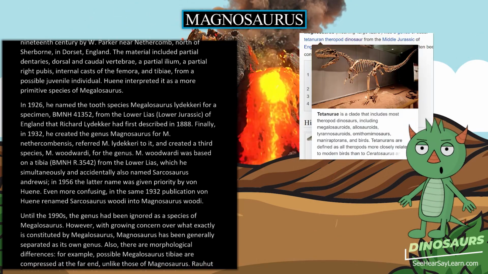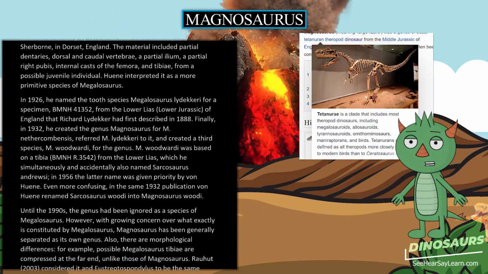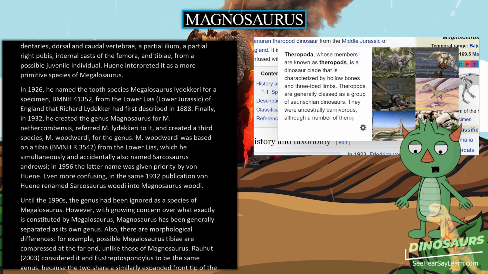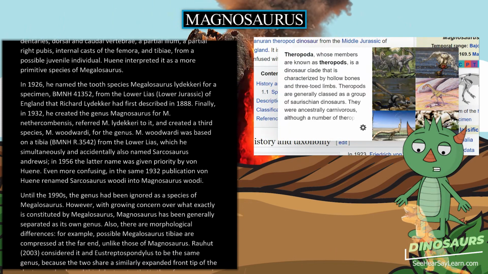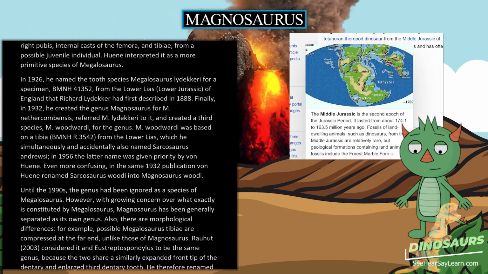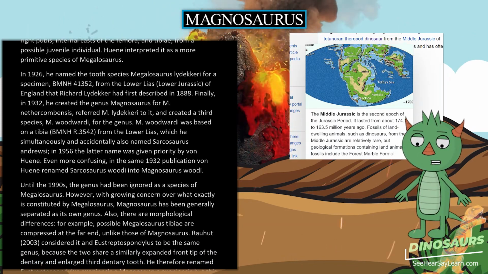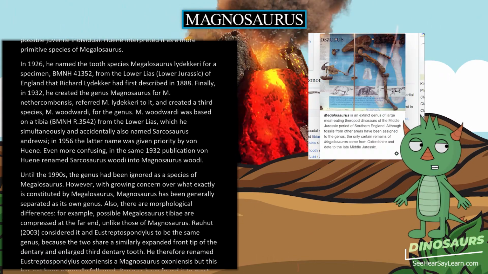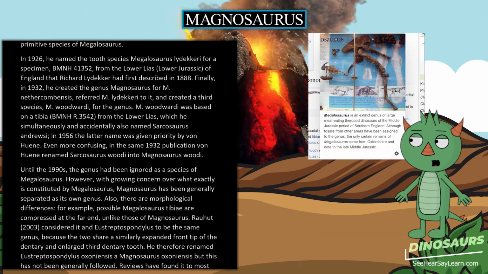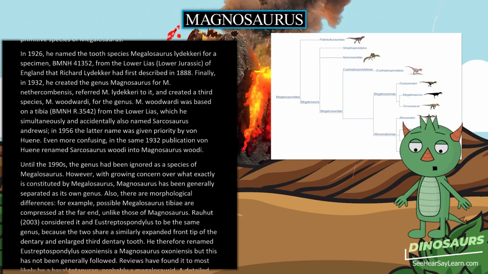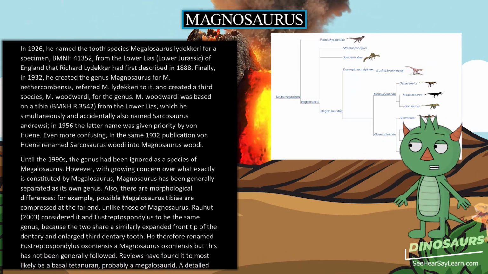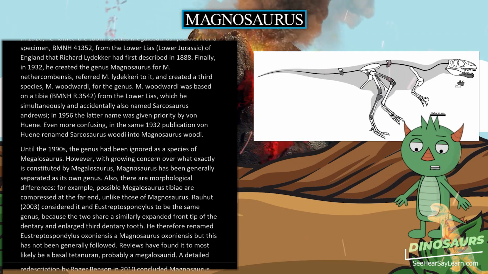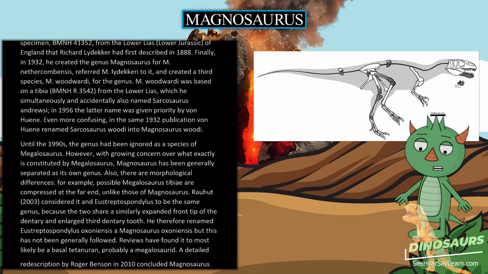BMNH R.3542, from the Lower Lias, which he simultaneously and accidentally also named Sarcosaurus andrewsi. In 1956 the latter name was given priority by von Huene. Even more confusing, in the same 1932 publication von Huene renamed Sarcosaurus woodi into Magnosaurus woodi. Until the 1990s, the genus had been ignored as a species of Megalosaurus. However, with growing concern over what exactly constitutes Megalosaurus, Magnosaurus has been generally separated as its own genus.